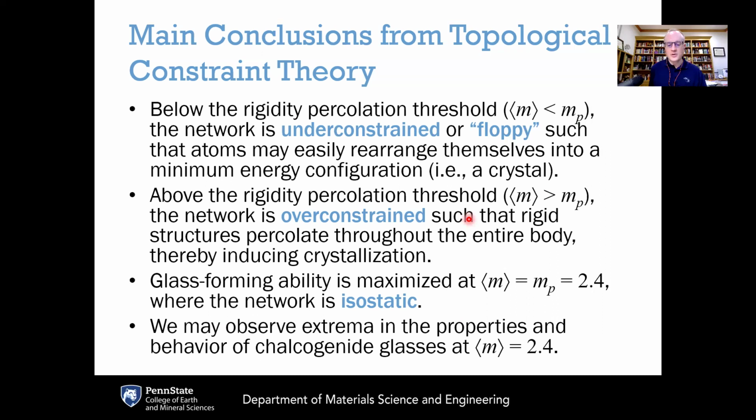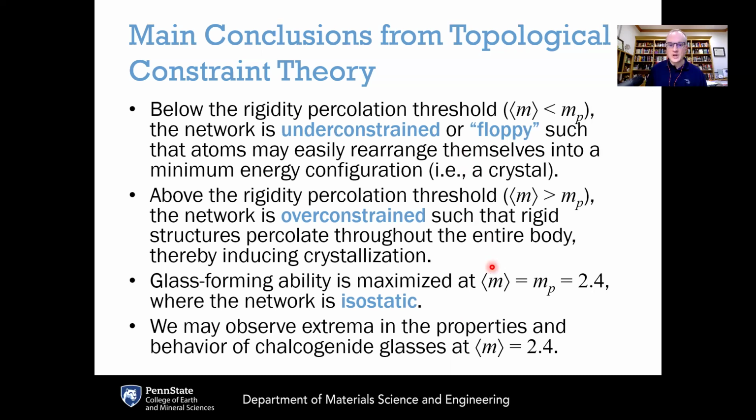So if you've got an over-constrained system, there is a large thermodynamic driving force to eliminate the stresses that are being caused by having an over-constrained system. And the way to relieve those stresses is to impose crystalline order on the system. So an over-constrained system will also be quite easy to crystallize because of this large driving force to get rid of the stress in the network. So an under-constrained system is non-optimal. An over-constrained system is also non-optimal.